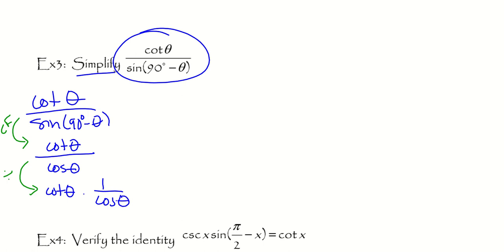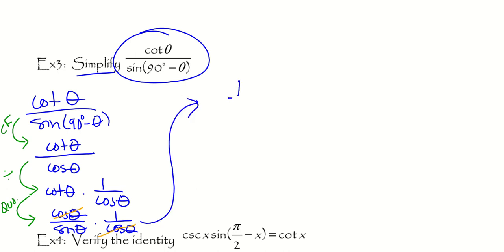And then I'm going to use my quotient identity to rewrite my cotangent as my cosine of theta over the sine of theta times my 1 over cosine of theta. My cosine of thetas will divide out. That leaves me with 1 over the sine of theta.